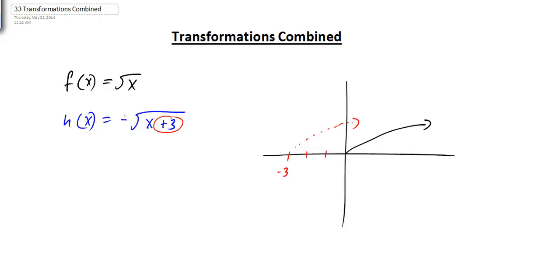But then we have the negative sign out front, which causes the reflection in the x-axis. So then your graph's going to be reflected down. So this would be your final answer. The only part of the graph we really need to see here is the green part, where this is being moved over 3 and then reflected down in the x-axis.